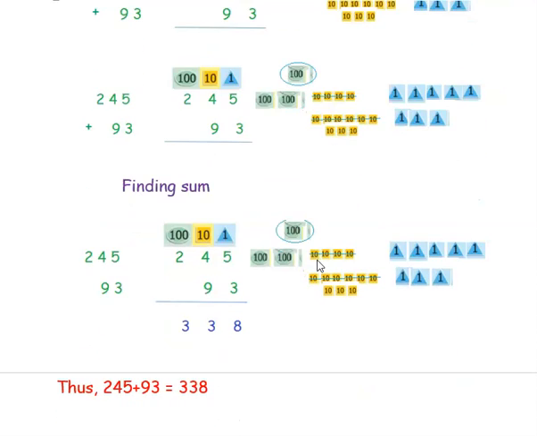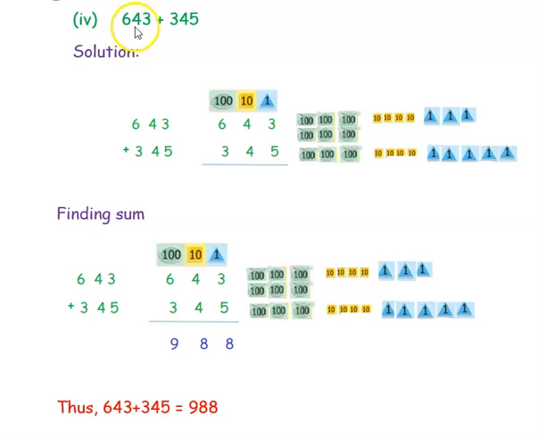Now we will find the sum. The number of ones is 1, 2, 3, 4, 5, 6, 7, 8, so I have written 8 in the ones column, and we have struck out 10 tens. So the remaining tens are 1, 2, 3, so I have written 3 in the tens column. The number of hundreds is 1, 2, 3, so I have written 3 in the hundreds column. Thus 245 plus 93 is 338.